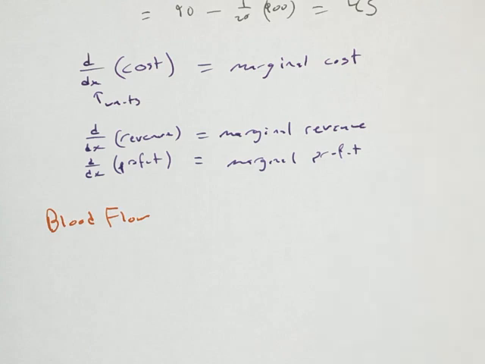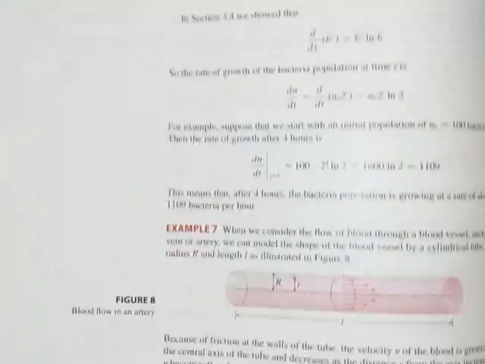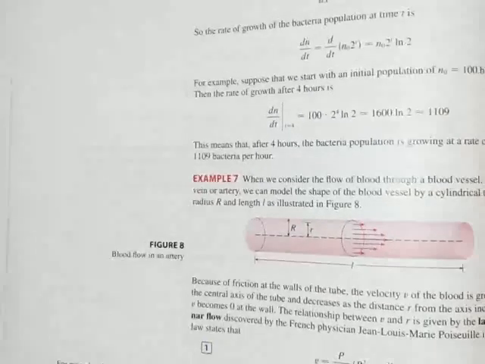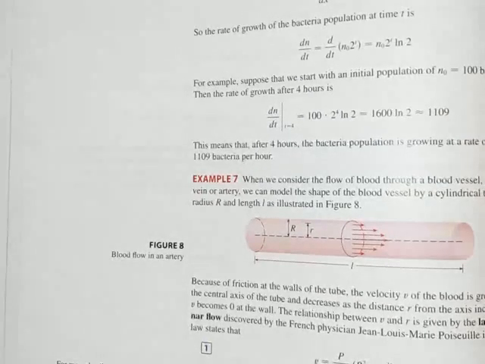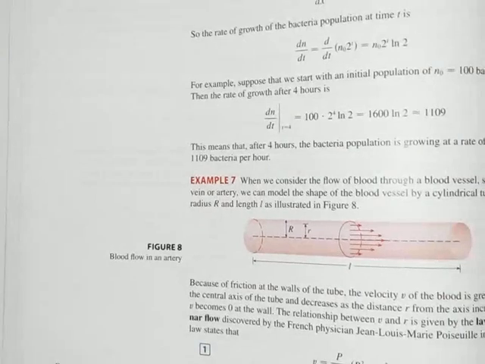Back here in chapter 3. Here we go. Page 230, example 7. Here we have blood flowing through a blood vessel.